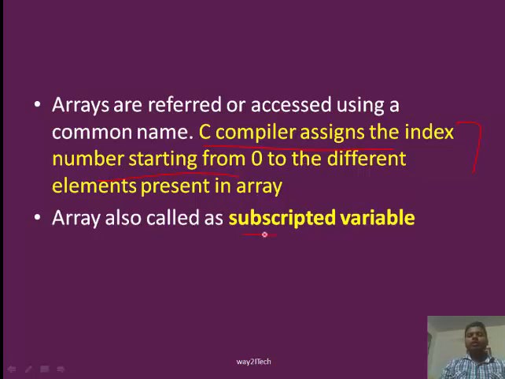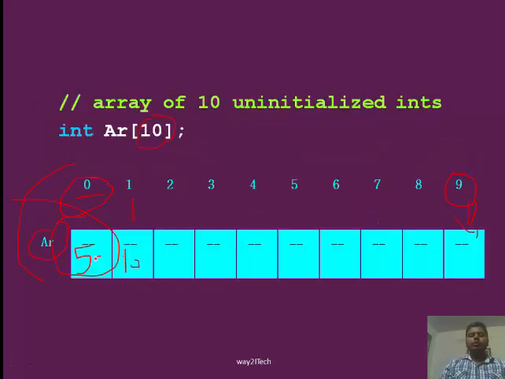Array is also known as a subscripted variable. So this is a common name, and what is the name of this element? AR of 0. The name of this element is AR of 1, AR of 2, AR of 3 and so on. So the common name is AR, but if you want to access some particular element, you will use the index number, like AR of 5 and so on. The index number will always come in square brackets.